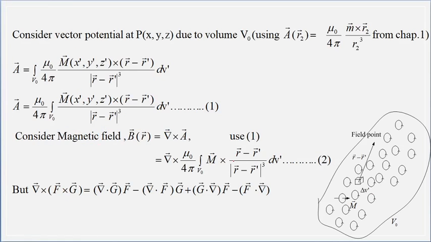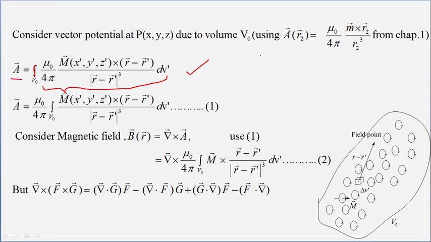So now we are using this formula. We write this. Now what is given? This integrand is the magnetic vector potential of the element. Then the magnetic vector potential of the full material is the integral over the volume, where the integrand is the magnetic vector potential of the element. So when you integrate, you will get the magnetic vector potential of the full volume V naught.